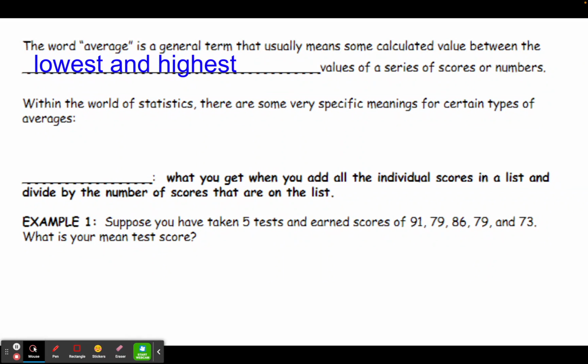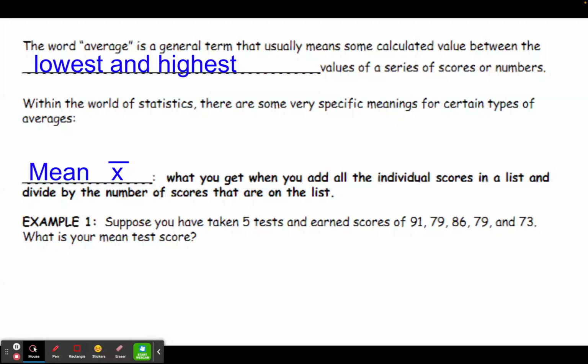In the world of statistics, there are a couple of different types of words that refer to an average, and we're going to use those terms to be a little bit more specific. One of those is the term mean. And we have a symbol in statistics for mean, which we call the X bar symbol. The mean is what we typically think of when we say average. And to get a mean, you add a list of individual scores and then divide by the number of scores that are in the list.